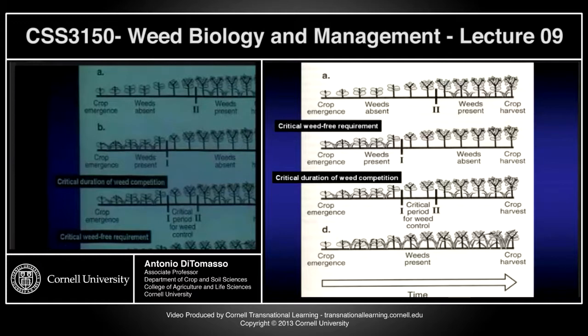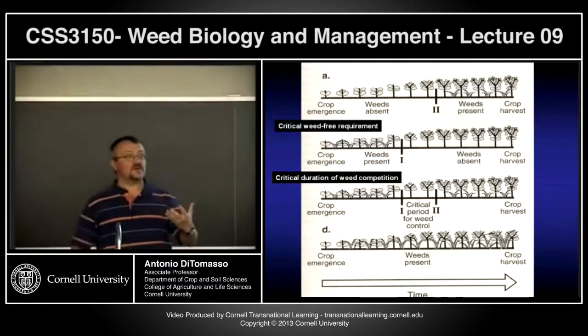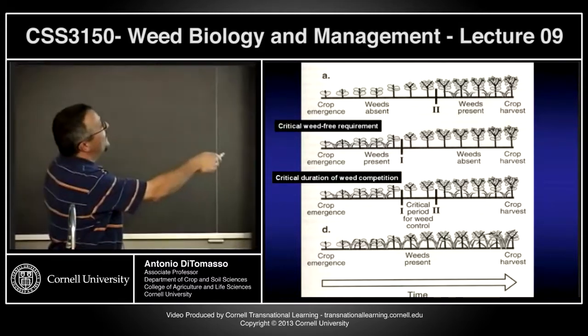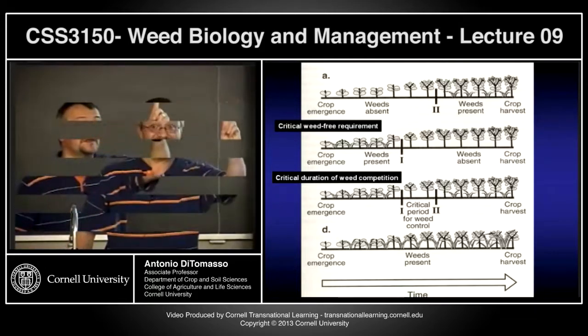Basically, what is the critical weed-free requirement? How long does your crop have to be weed-free such that if weeds come in afterwards, it's not going to cause a major yield loss? Okay? And that is Roman numeral 2. That's one scenario.